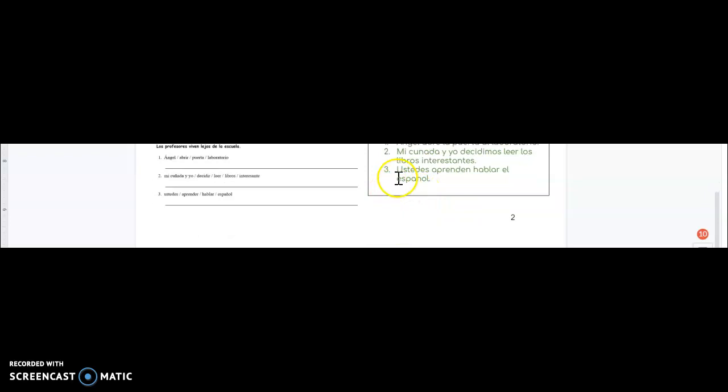Número 3. Ustedes aprender a hablar español. So the answer would be ustedes aprenden a hablar el español. The Spanish. We don't usually say the Spanish in English, but that is what they say in Spanish. Not to be confused, because those are the language we're referring to. So I'm having to say Spanish and English quite a lot with that número 3.